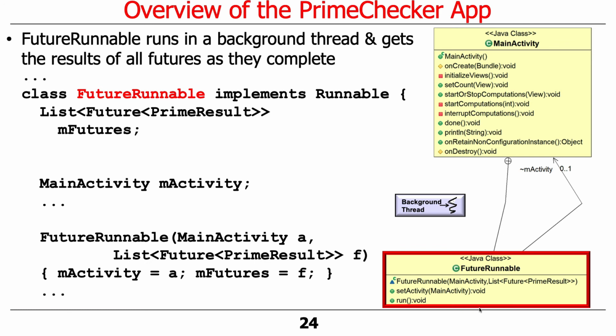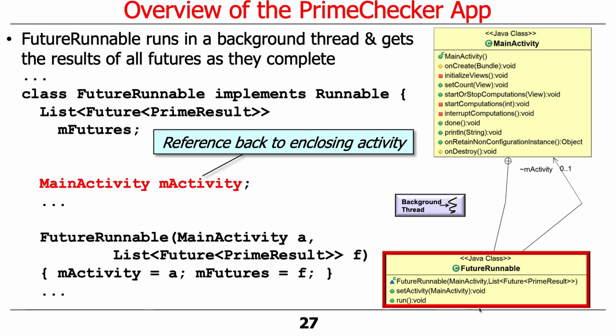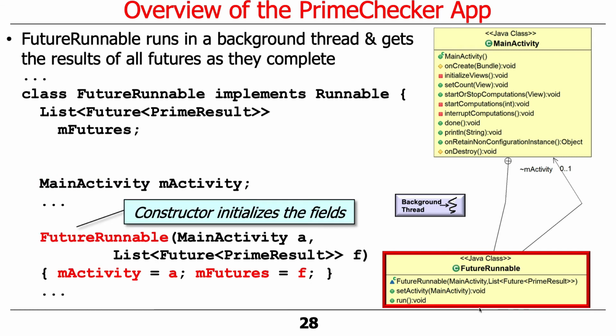We now have to have a way to collect the results, because we're going to have this list of futures. So we're going to have this class called FutureRunnable, and it's going to run in the background thread, and it's going to be used to get all the results of the futures as they finish being processed in the background by the thread pool. It implements the Runnable interface, which means we can execute it in a thread. We keep a list of futures here as a field, and that, of course, is going to get set here. We're going to keep a reference back to the activity that created us. The constructor basically takes in the activity and the list of futures and stashes them away in the two fields.